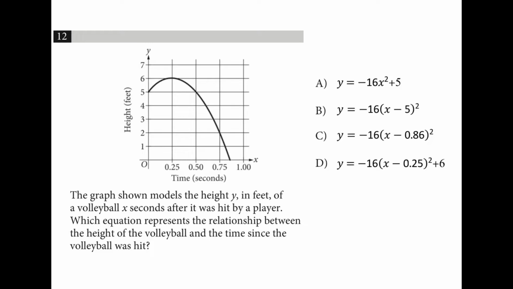So let's go through some points of interest for this parabola. It opens downward, so my a value should be negative. That's true for all of these. The y-intercept is the point (0, 5).